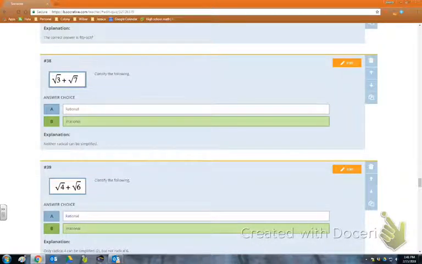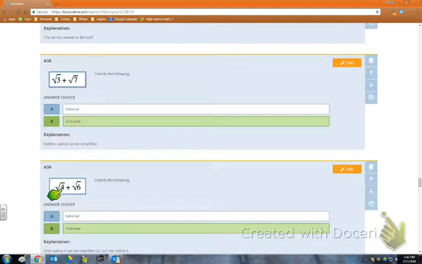I briefly wanted to talk about the difference between rational and irrational with sums and products. So if you look here, with this first equation, the reason that this one is irrational is because the square root of 3 and the square root of 7 are not perfect squares, therefore they cannot be simplified.